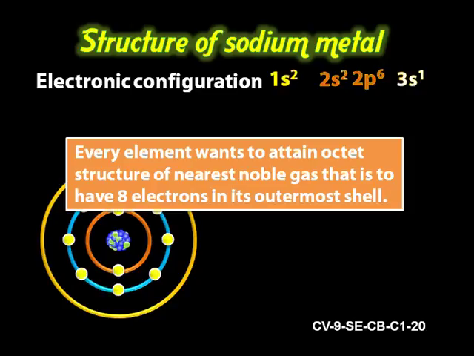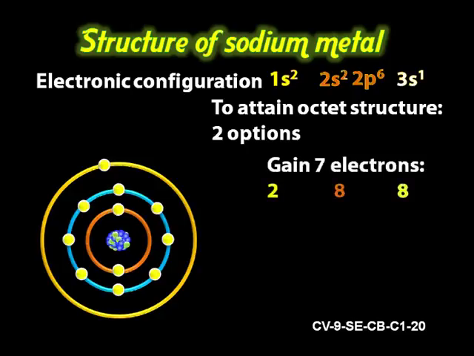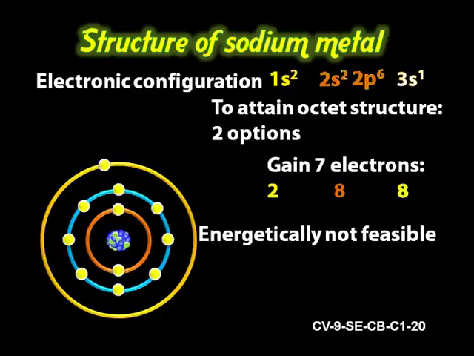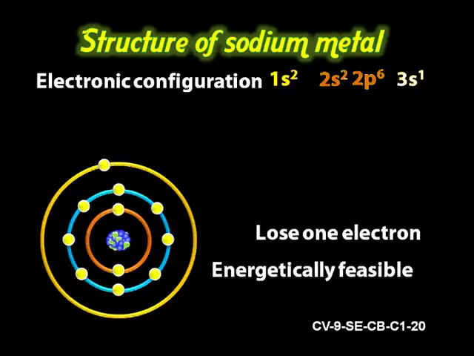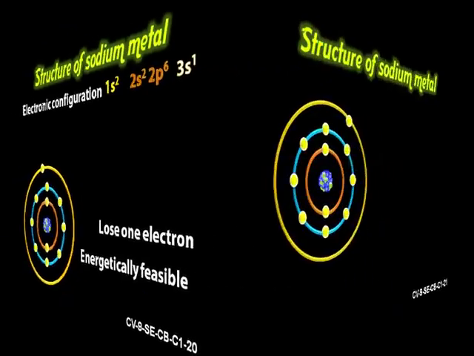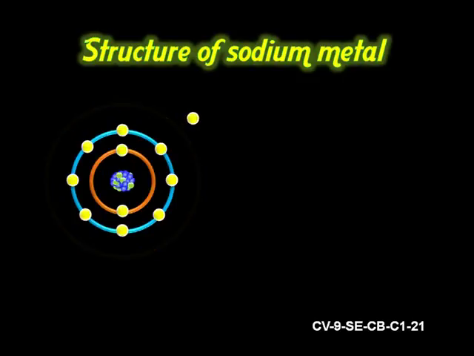Here, for sodium metal, there are 2 options to attain octet structure. 1. It has to gain 7 electrons so that its configuration becomes 2,8,8. This is energetically not feasible. Another option is to lose 1 electron, which is energetically feasible. So sodium metal loses this electron.